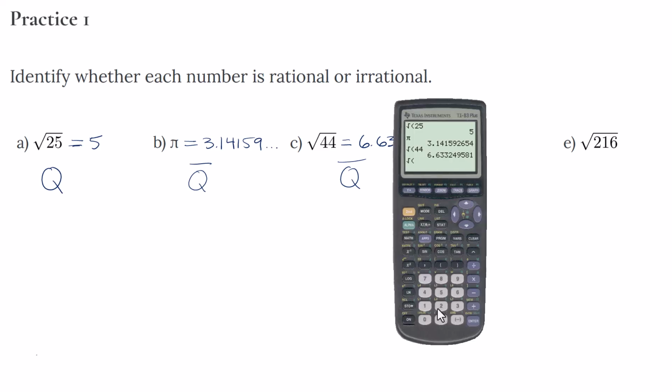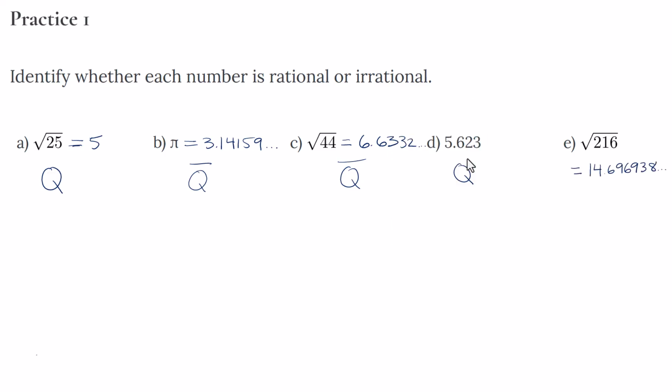The square root of 216 comes to 14.696938 and so on. There is no part of this number that repeats forever and ever. So because of that, we say it's irrational. It's non-terminating and it's non-repeating. So irrational.